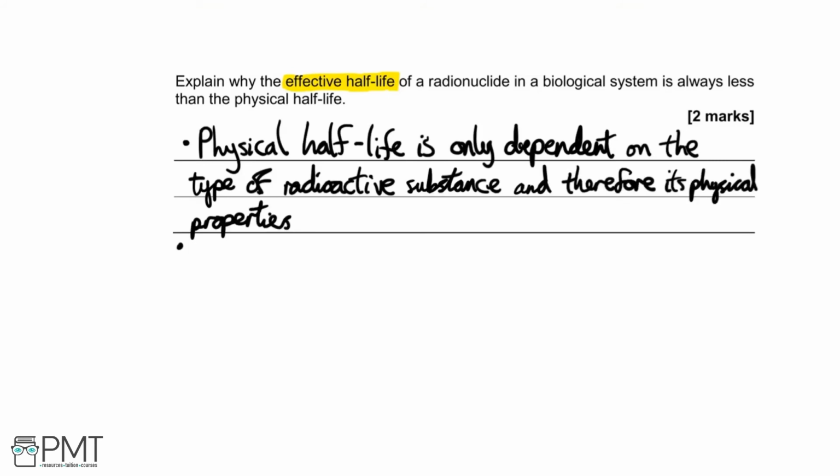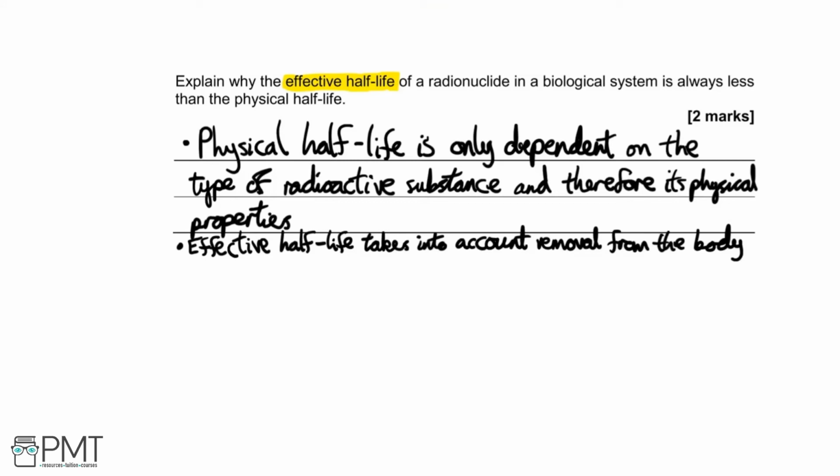So the physical half-life, depending on which radioactive substance we use and its physical properties, and then we're going to talk about the effective half-life, which is going to be after biological factors and excretion have been considered. And if we've got something that's going to be in the bloodstream for several hours, there are plenty of metabolic processes which could remove that chemical. So we've made 2 points here, we're going to get a mark for each.